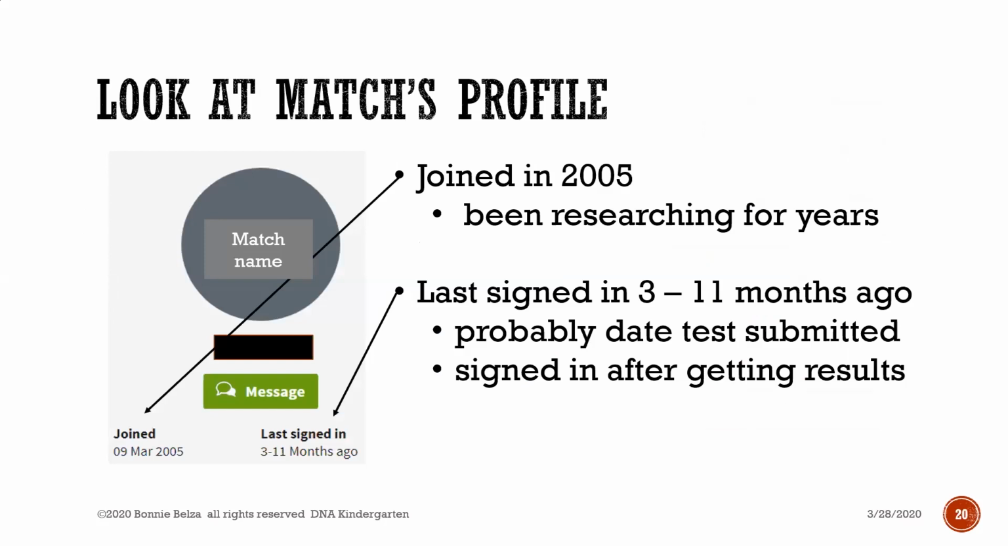Another thing you can do is open up the match's profile. And again, this is an example from Ancestry, but the same steps apply at the other DNA companies. From this match's profile, I can tell that he joined in 2005. To me, that says that he's been researching his family tree for many years. It also shows me when he last signed in. That's probably the date that he did the test and signed in to look at his test results.